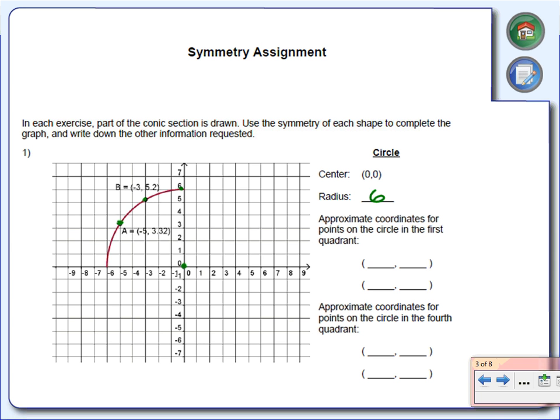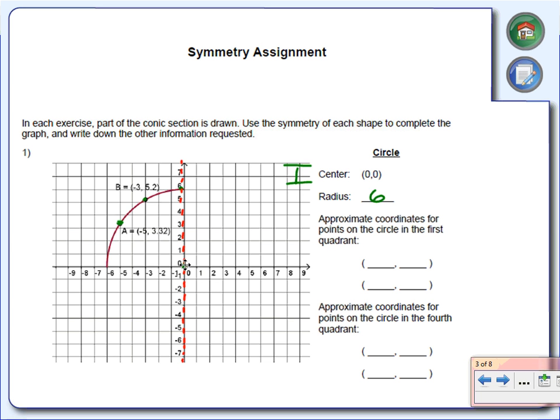All right, so here's what we're going to do. They want us to approximate coordinates for points of the circle in the first quadrant. This over here is the first quadrant. So what we're going to do is write down a couple of points that will fall into the first quadrant. And we're going to use the fact that there's a line of symmetry that runs right down the middle here. So I'm going to draw that so you can see it. There's that line of symmetry.